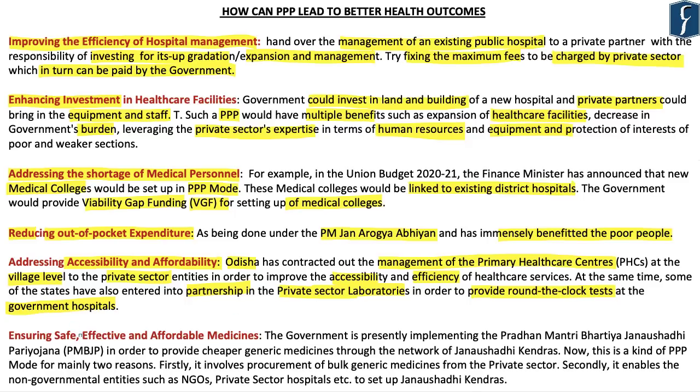Next, the private sector can help to ensure that we get safe, effective and affordable medicines in our country. Now already the government is implementing the Pradhan Mantri Bharatiya Jan Aushadhi Pariyojana, and under this scheme the government is providing cheaper generic medicines to the poor people through a network of Jan Aushadhi Kendra. Now this is a very unique kind of PPP model, because here the government is procuring these generic medicines in bulk from the private sector, and secondly this scheme is helping other non-governmental entities such as private sector hospitals, NGOs, etc. to set up Jan Aushadhi Kendras.